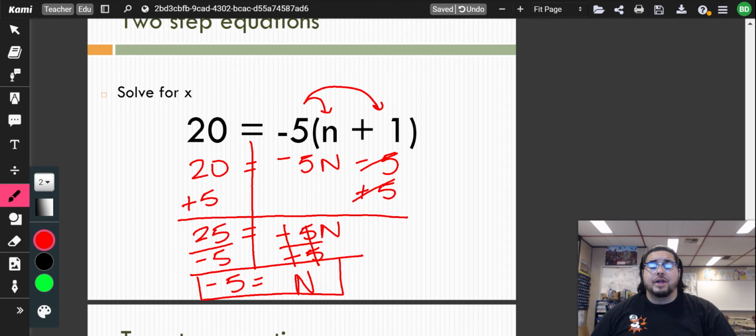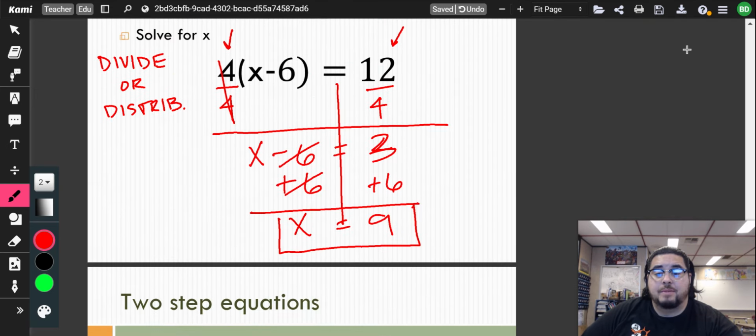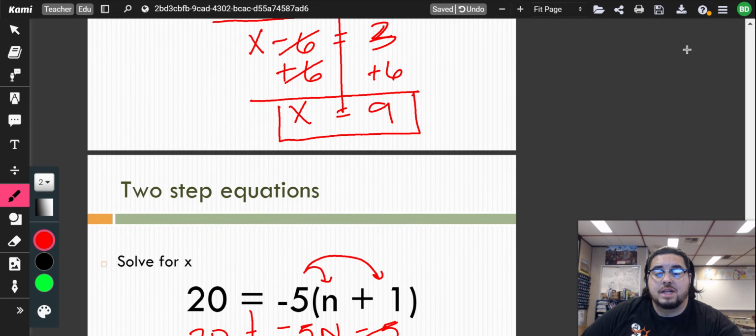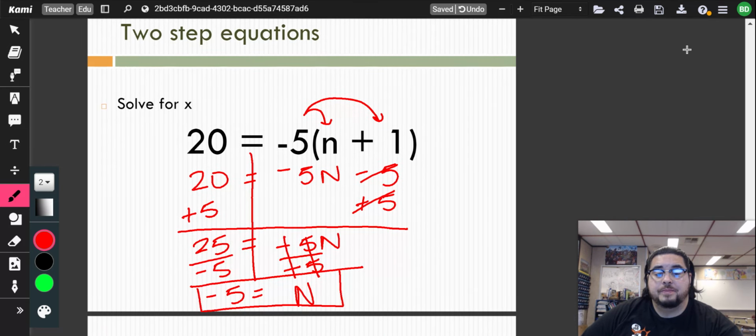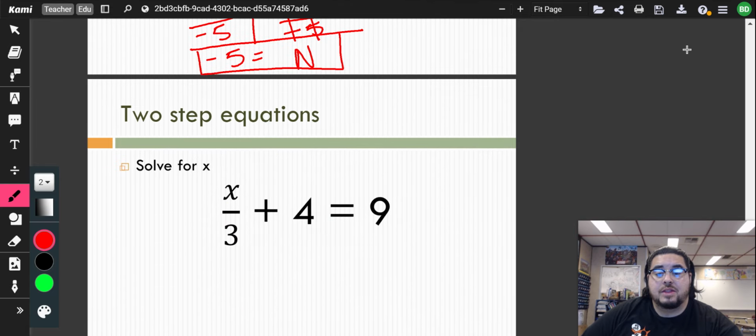Now I could have divided by negative 5 at the very beginning and I would have got the exact same answer. It's completely up to you what method you want to take. You can either divide like we did in this example, or you can distribute like we did in this example. Okay, we have 2 more examples and they're going to involve fractions.